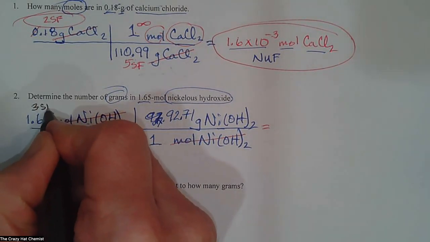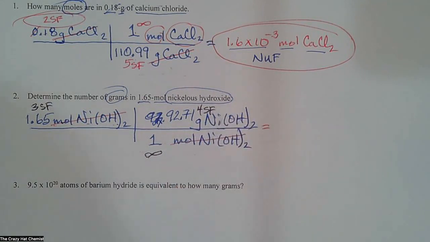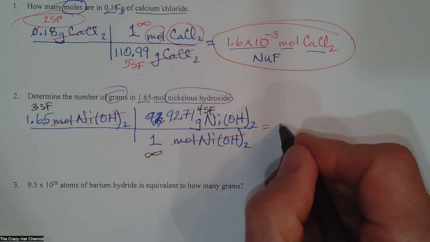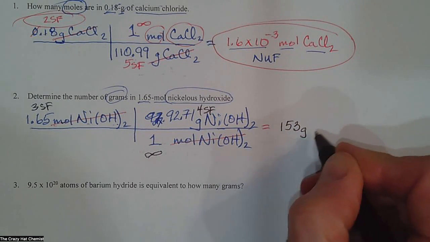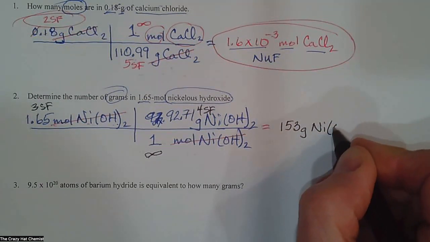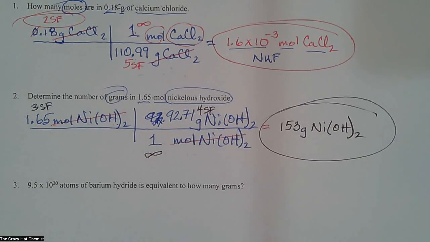This is 3 significant figures. This is an infinite number of significant figures. This is 4 significant figures. The least number of significant figures I have here is 3. My answer will be rounded to 3 significant figures. My number is 153. That's grams of Ni(OH)2. So again, I have number, units, formula, and it's rounded correctly. So I'll let you figure out what your calculator value is, but that is the correctly rounded number.